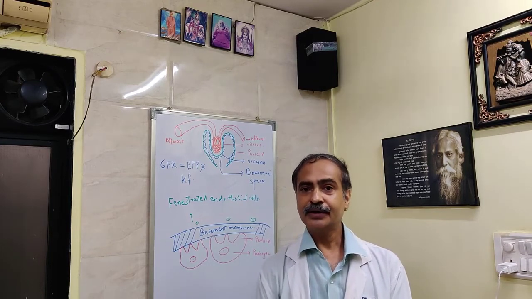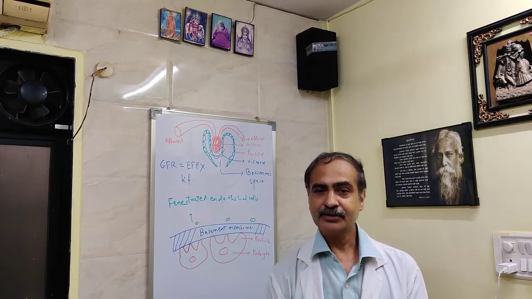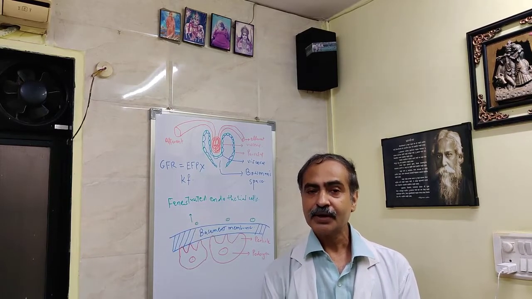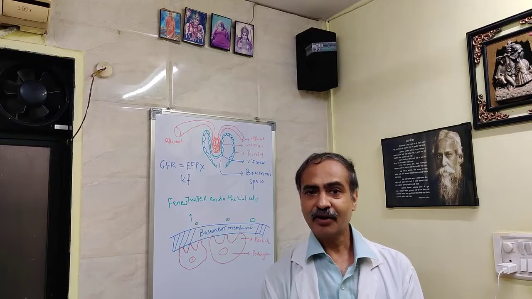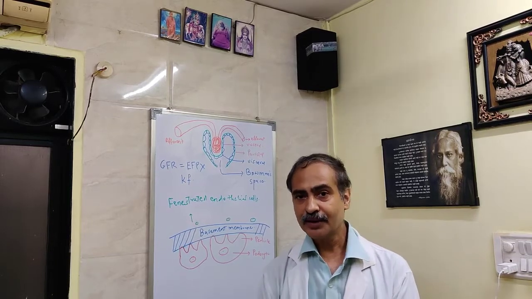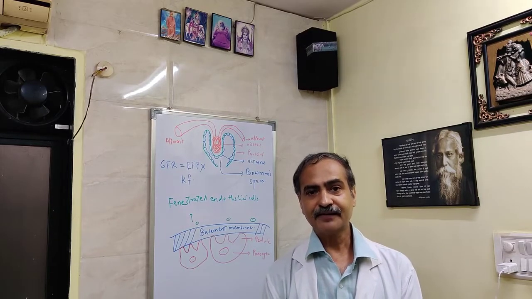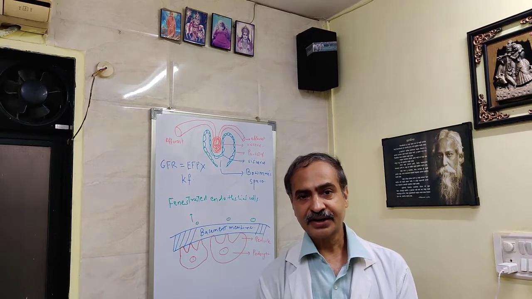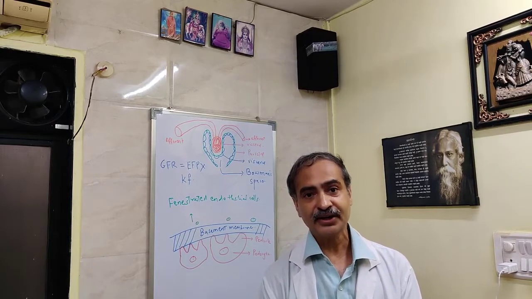Now we will come to the important function and parameter, that is glomerular filtration rate, because the most important function of the kidney is glomerular filtration rate. Single nephron glomerular filtration rate. What is single nephron glomerular filtration rate? The rate of filtration of plasma across the glomerulus of a single nephron is called the single nephron glomerular filtration rate, and the sum of all single nephron glomerular filtration rates is the total GFR, which is the most important function of the kidney and reflects the overall kidney function.